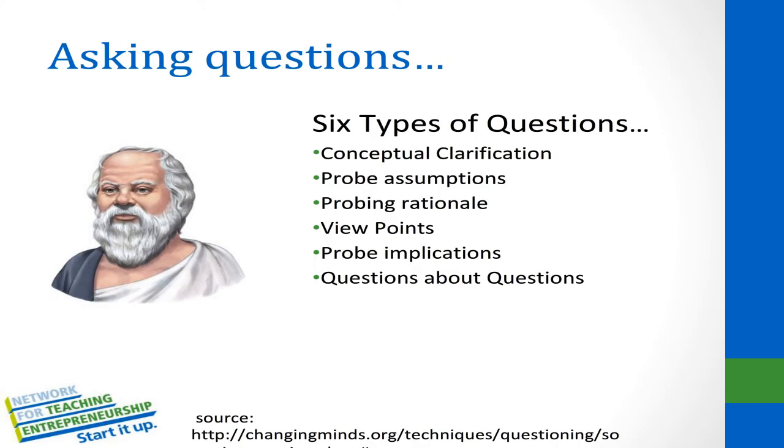The basis for the Socratic method, as many of you know, is asking questions. And sometimes these questions can be annoying. Annoying to students, annoying to teachers, because everybody just wants to get to the answer. Socrates had 6 types of questions: conceptual clarification, probing assumption questions, probing rationale questions, viewpoints, probing implication questions, and questions about questions.